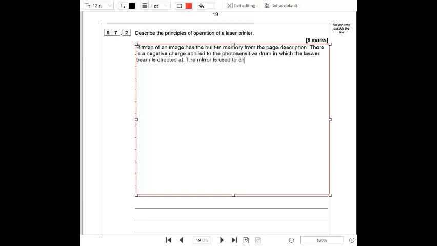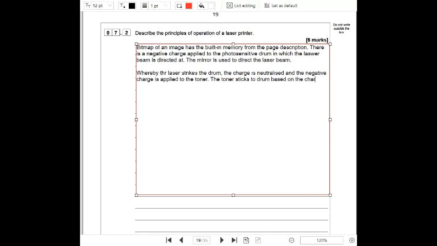The mirror is used to direct the laser beam. So whereby the laser strikes the drum, the charge is neutralized, and the negative charge is applied to the toner. The toner sticks to the drum based on the charge. Paper is passed over the drum and the toner transfers to it.